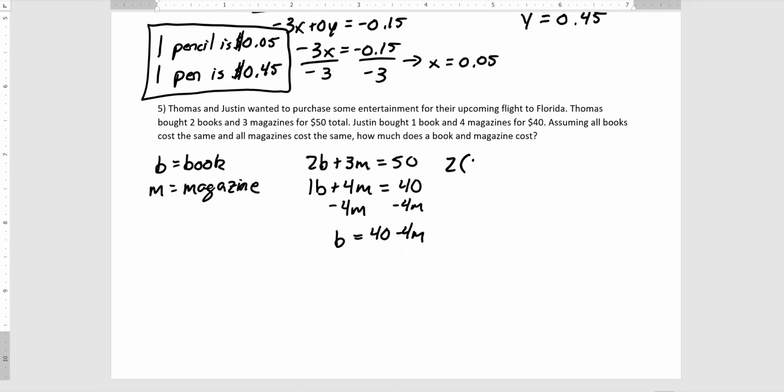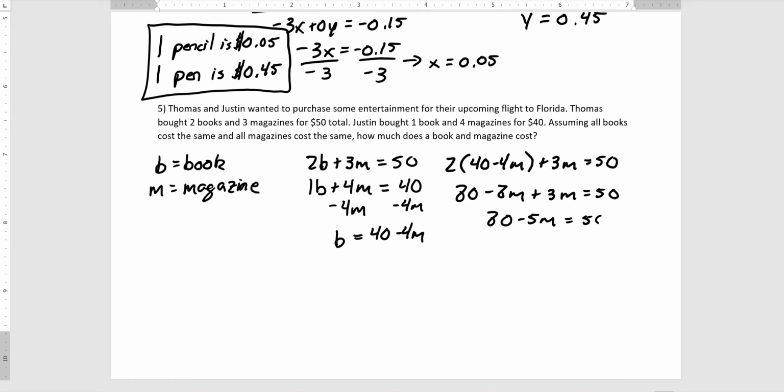So 2 times 40 minus 4m plus 3m equals 50. So we'll have 80 minus 8m plus 3m equals 50. Combine my like terms, 80 minus 5m equals 50. I can subtract 80 from both sides, and I'll get negative 5m equals negative 30. Divide by negative 5, divide by negative 5, and I find that m equals 6. So that tells me it's $6 for a magazine.